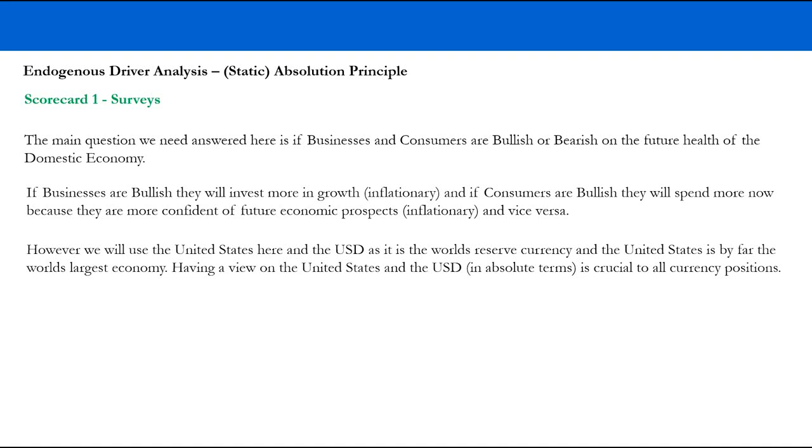So you actually have to know this stuff, and this is why we've included the United States as the major example of applying the endogenous analysis principle and the systematic process, because you have to learn what goes on in the United States because it's the world's largest economy. And having a view on the United States and the US dollar, the world's largest economy and the world's reserve currency, in absolute terms is absolutely crucial to all currency positions.